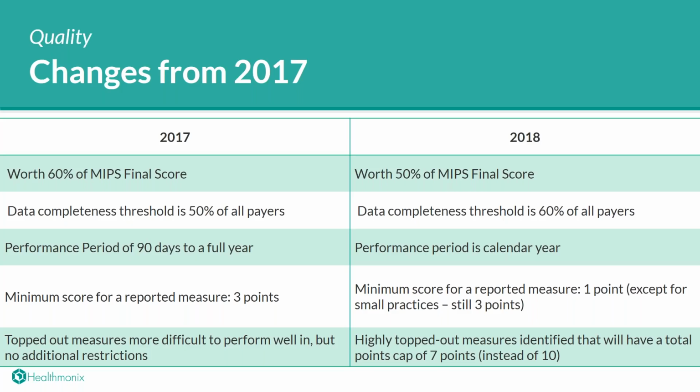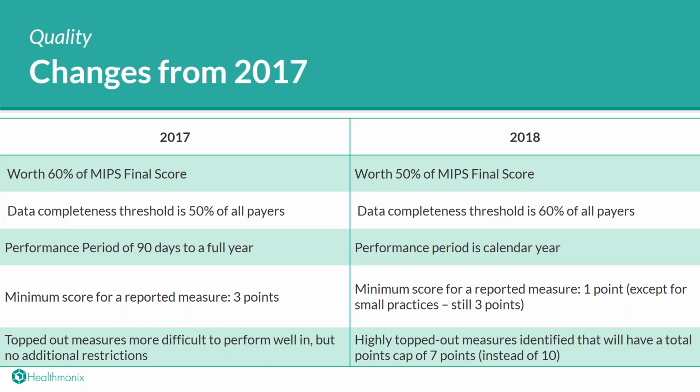And now you are going to have your point value capped at 7 points for reporting on highly topped-out measures. So if you have reported on measures that fall into that category, you're going to receive fewer points by reporting on them. And certainly if you don't have perfect performance for those measures, it's going to be even harder to earn a high point value by reporting on those measures.